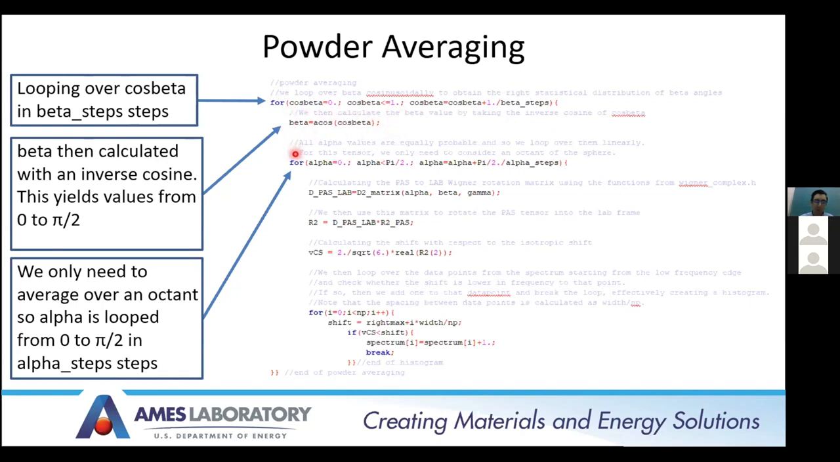And then there's a second loop inside of this first loop where we loop over alpha from 0 to pi over 2. And at each step, if you notice, for alpha, we increment alpha by pi over 2 divided by alpha steps. So it doesn't total alpha steps of alpha from 0 to pi over 2.